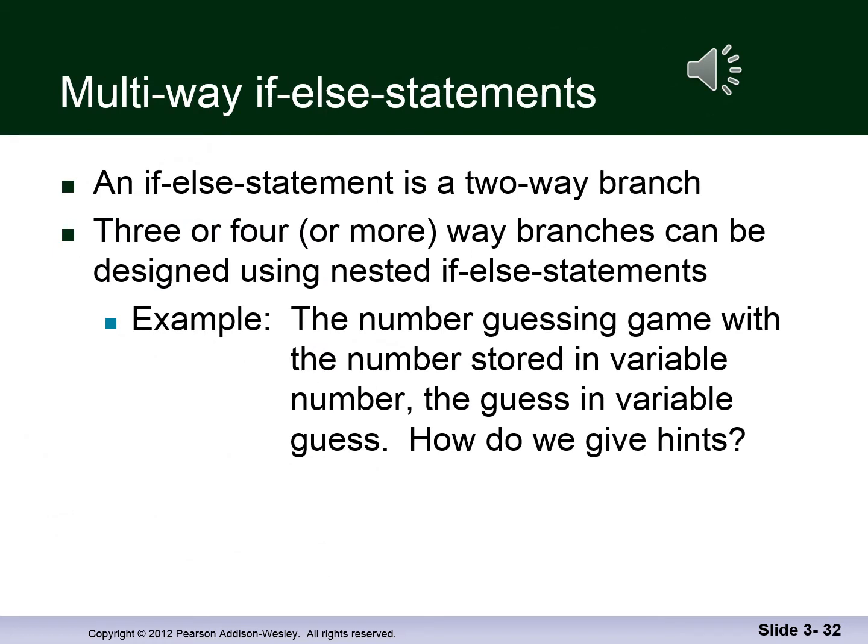As mentioned previously, an if-else statement is a two-way branch. Three, four, or more way branches can be designed using nested if-else statements. An example that we'll cover now is a number guessing game with a number stored in a variable named number, and the guess in variable guess. How do we give hints? Stay tuned and you'll find out.